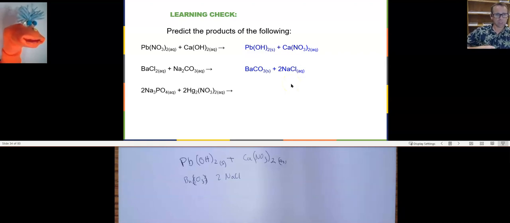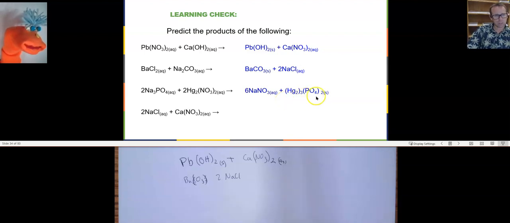What are my resulting products here? The sodium nitrate and mercury phosphate. Very good. Sodium nitrate, that's just NaNO3. Mercury phosphate. Now the mercury ion is a little bit tricky. There's more than one kind of mercury ion, but this is the mercury 1+ ion. We're not going to go into the specifics there, so don't worry about that one too much.